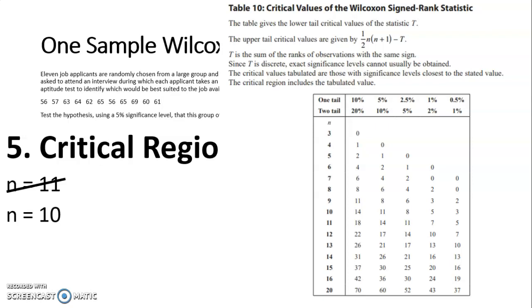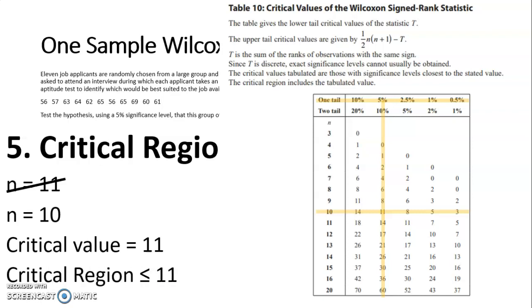I then need to look on my critical values from table 10. It's called the critical values of the Wilcoxon signed rank statistic, so it has its own tables. I need to look along the one-tailed 5% column, and we've established that n for this question is 10, so my critical value is 11. Therefore my critical region, because this is the lower tail, is anything less than or equal to 11.